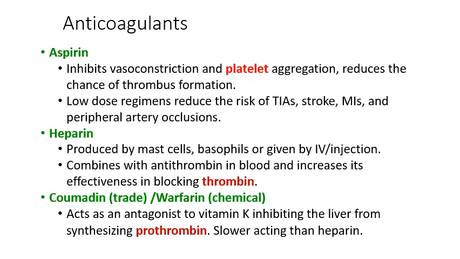Heparin is another anticoagulant. So this one, heparin, we produce by your mast cells or basophils. So this is a normal chemical that's produced inside your body, but it can also be given by injection. So it basically combines with the antithrombin in blood and increases its effectiveness in blocking thrombin. So it's going to prevent the thrombin from converting fibrinogen to fibrin.